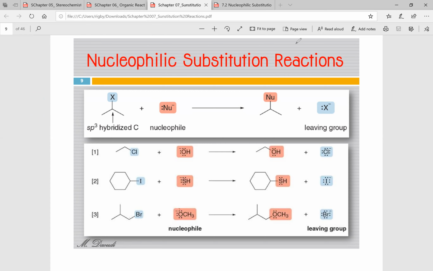Okay, perfect. We can see here that 2 bonds are changed. So we broke this bond and we formed this bond, okay?